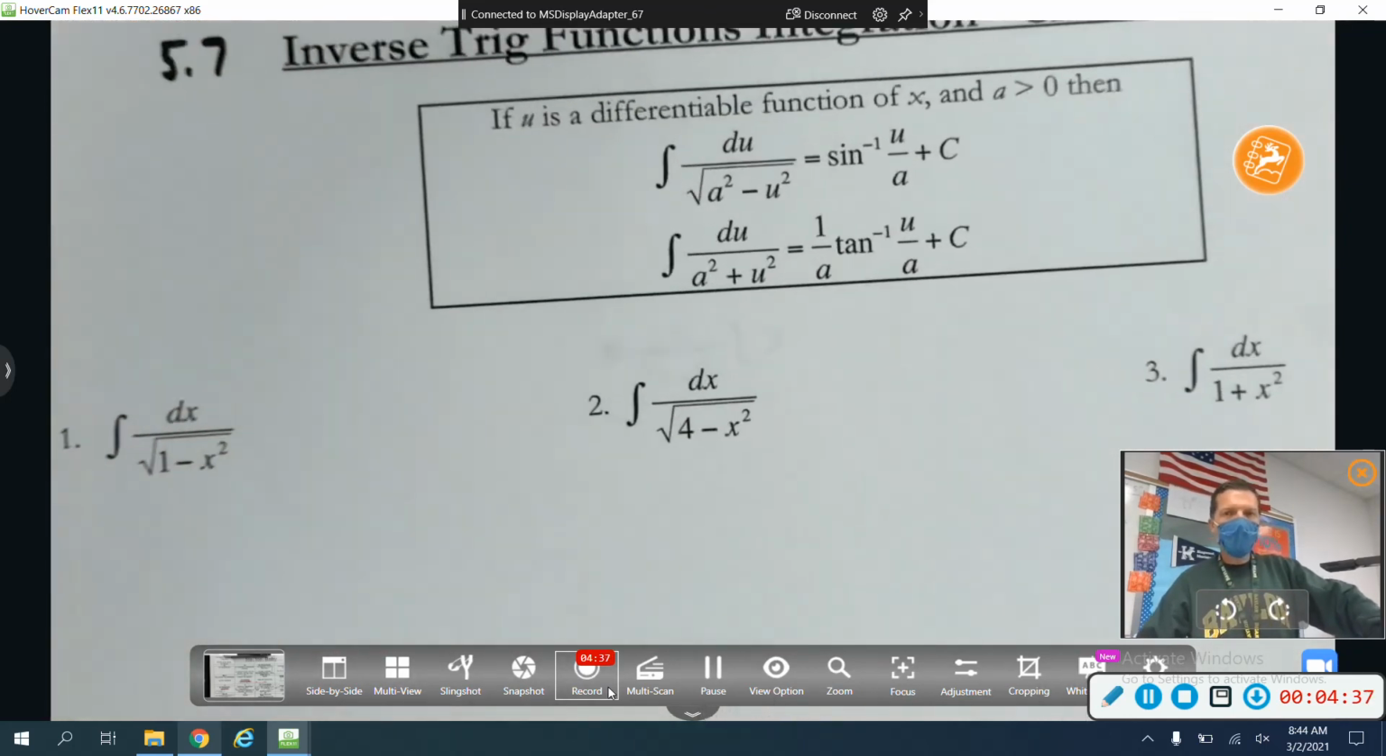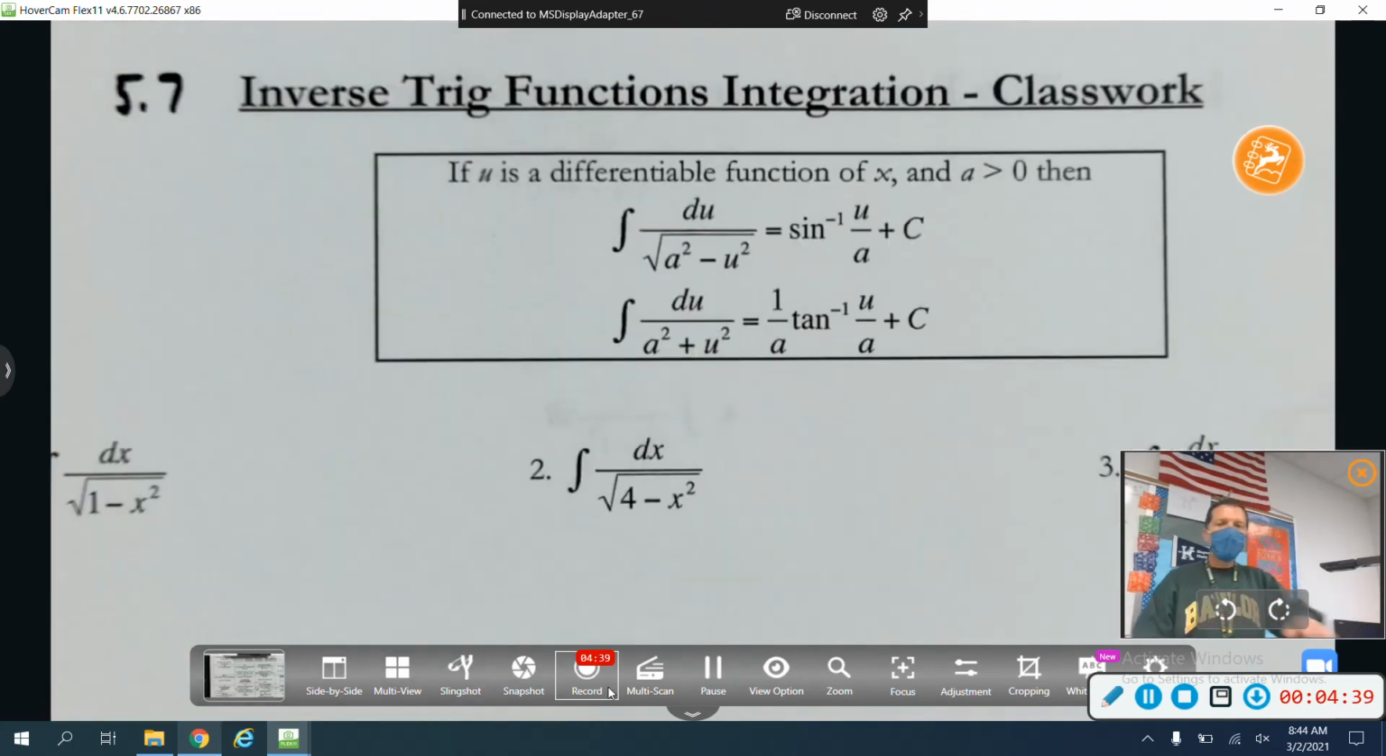All right, so two sides to this worksheet.